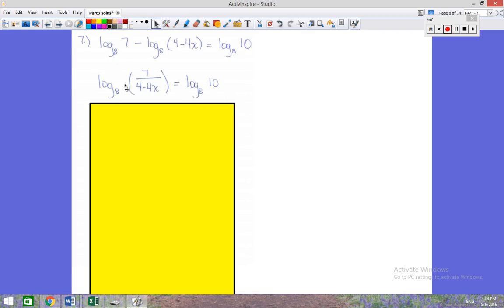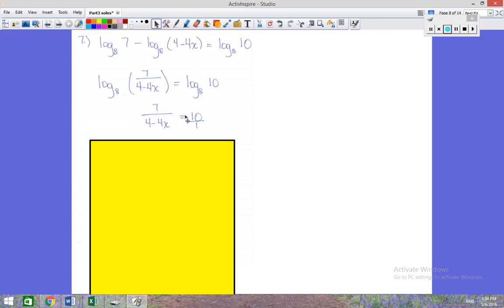Now, this time, again, exponential functions are one-to-one functions, and so are logarithms. So if these two numbers are the same, and the bases are the same, then these arguments have to be the same. This 7 divided by 4 minus 4x, that fraction has to represent the number 10. So we set it equal to 10. And since it is a fraction, I wrote 10 as a fraction, 10 over 1.